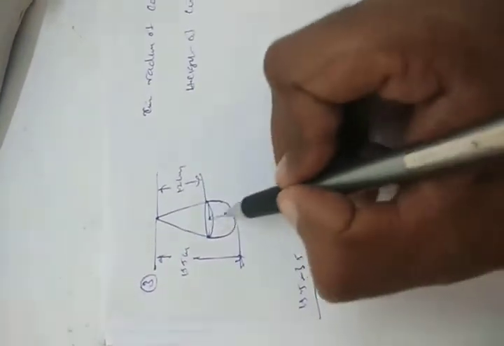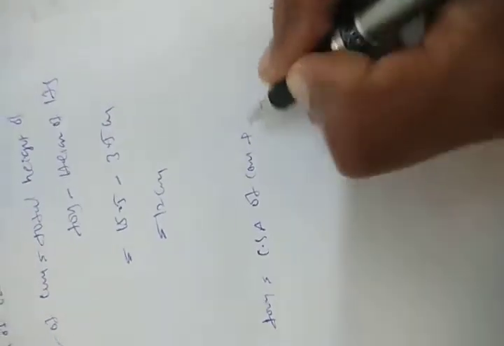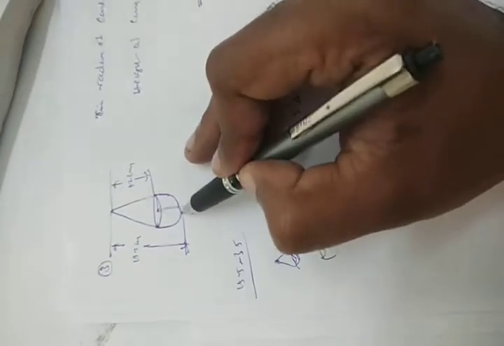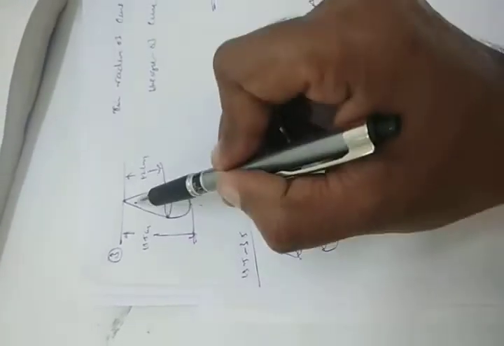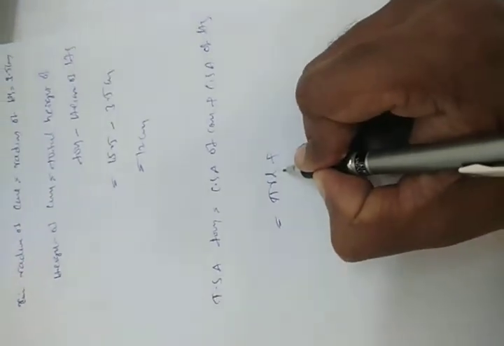The total surface area of the toy is equal to the curved surface area of the cone plus the curved surface area of the hemisphere. Once again I am telling, don't write the total surface area of this plus the total surface area of this, since we can't face this one. Obviously this is curved surface area and this is also curved surface area. What is the formula for the curved surface area of the cone? Pi r l. We have to find the value of l here.